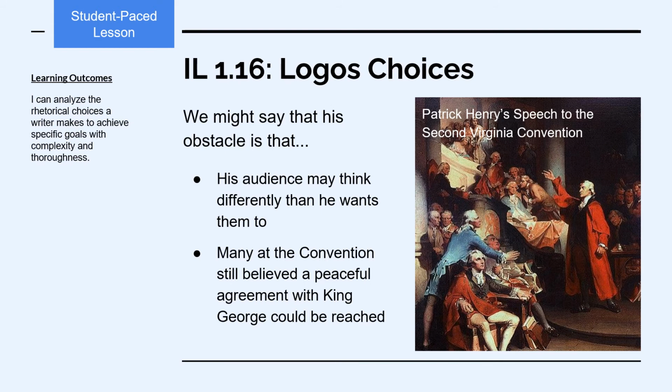We might say that the rhetorical obstacle Henry is trying to overcome with this argument is that his audience may think differently than he wants them to. Remember, the convention was pretty split between those who were advocating for raising a militia and those who were advocating for continuing to try to find peaceful solutions. So many at the convention still believed that a peaceful agreement with the king was possible. So that is Henry's argument. Many in his audience think differently, think the opposite of what he wants them to think.